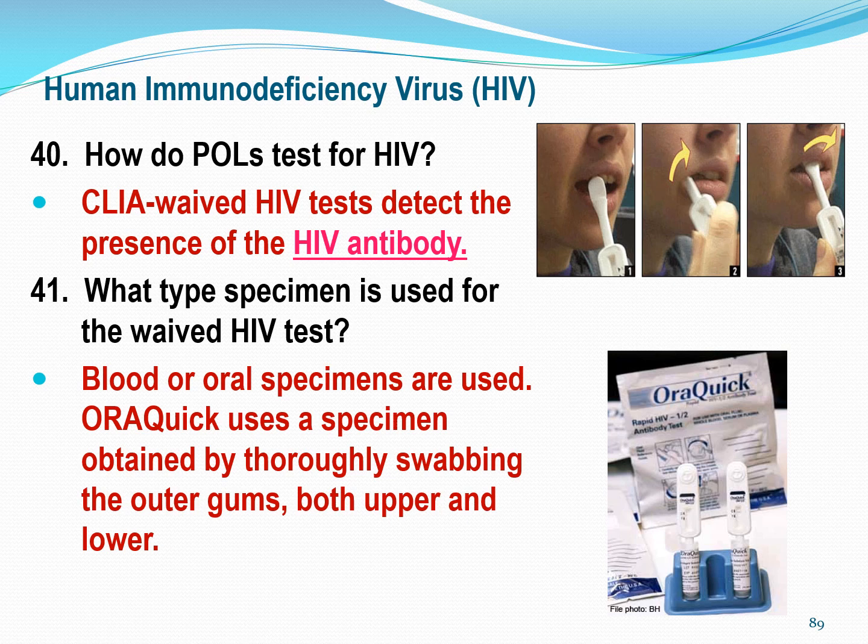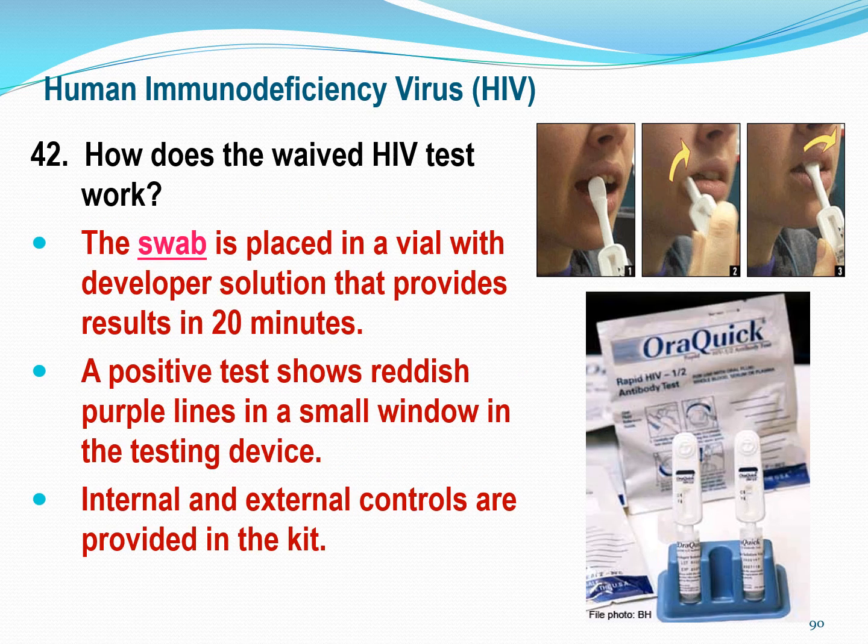At the top, over to the right, they take that OraQuick swab and place it in their patient's mouth, over to the far left, my left, their right. Stick it in there, run it against the gums all the way over to the other side, okay? The swab is then placed in a vial with developer solution that provides results in 20 minutes. A positive test shows a reddish purple line in a small window in the testing device. Internal and external controls are provided in the kit.